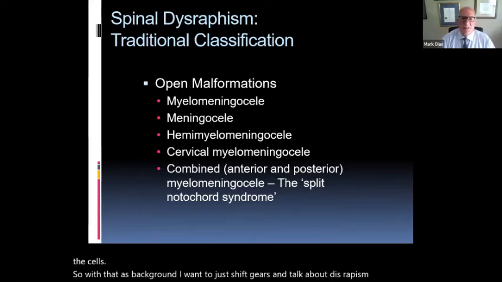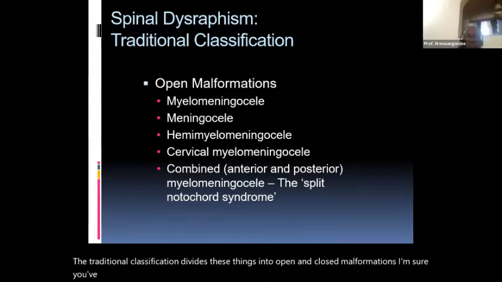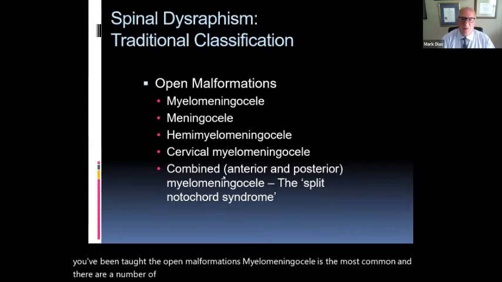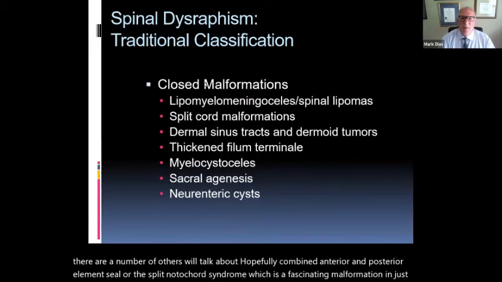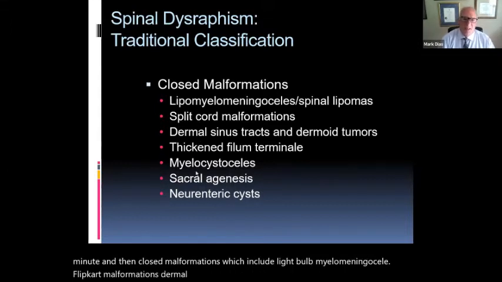The traditional classification divides these things into open and closed malformations, as I'm sure you've been taught. The open malformations, myelomeningocele is the most common, and there are a number of others. We'll talk about, hopefully, combined anterior and posterior myelomeningocele, or the split notochord syndrome, which is a fascinating condition, in just a minute. And then closed malformations, which include lipomyelomeningocele, split cord malformations, dermal sinus tracts, thickened filum, myelocystoceles, and so on.